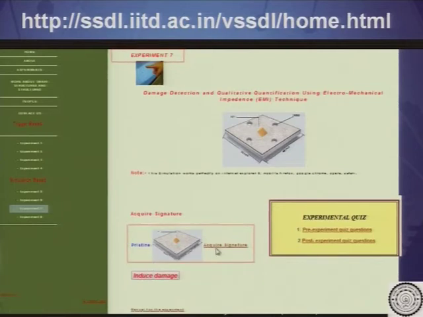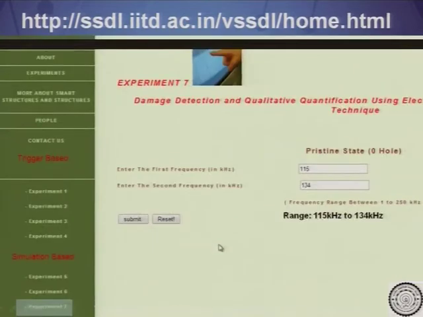When he clicks this link acquire signature, he will be prompted to this screen. Here the user needs to give the frequency range. So, the recommended range is 115 hertz to 134 hertz and he will click this button submit.